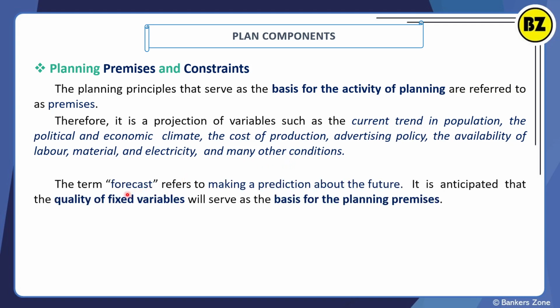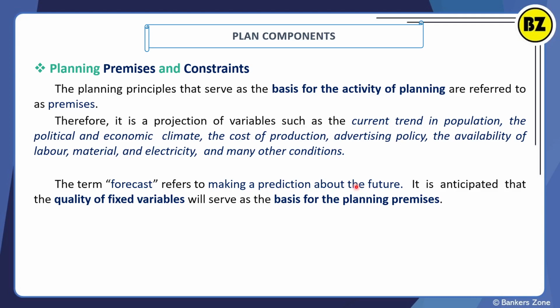Now see the term forecast. Forecast means, these are the variables which we can assume as the premises. For example, you are having electricity. If you want to produce something, you should have electricity, so you are assuming that you will get electricity supply. You are having raw material, you are assuming it. So these are basically the premises. Now the term forecast refers to making a prediction about the future. So it is very easy.